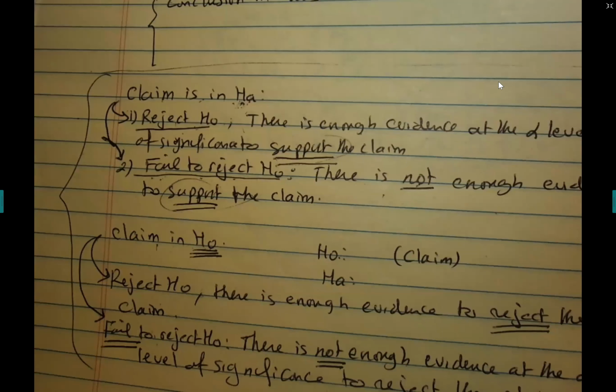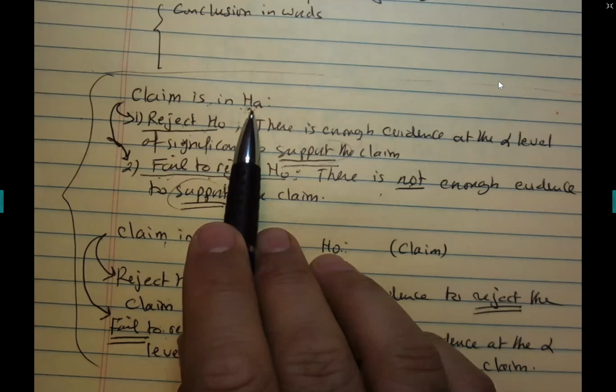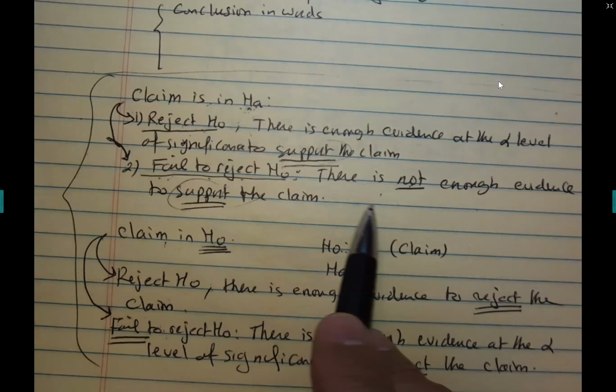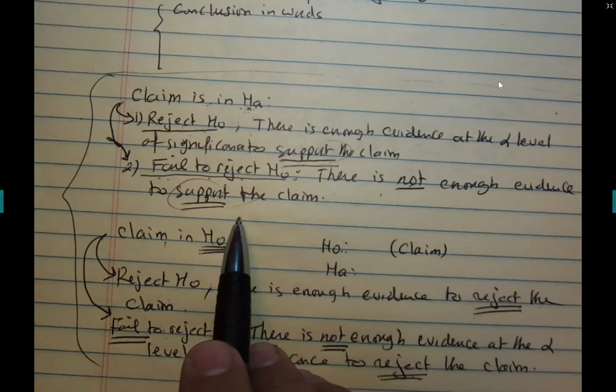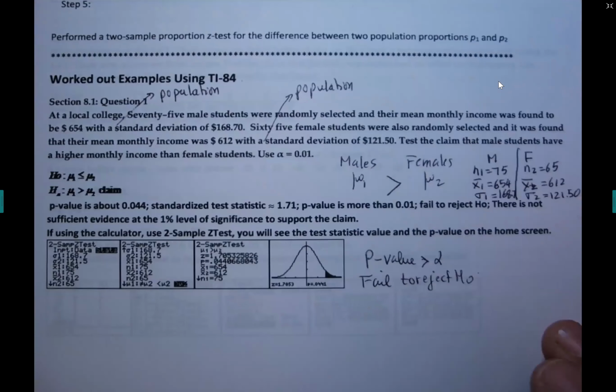Watch, guys. Your claim is in HA and you fail to reject H0, you say, I cannot support the claim. There is not enough evidence to support the claim. I'm gonna be consistent, guys. I'm just gonna use this yellow sheet throughout.